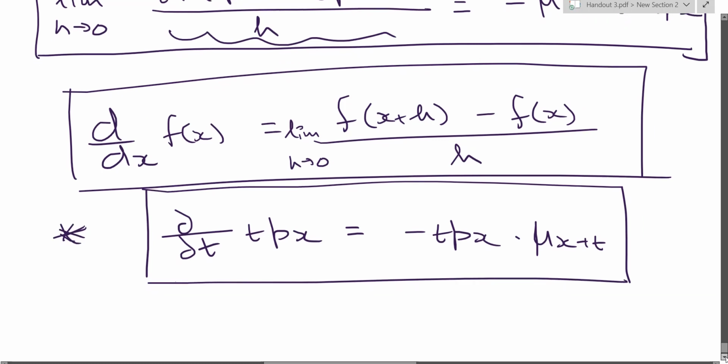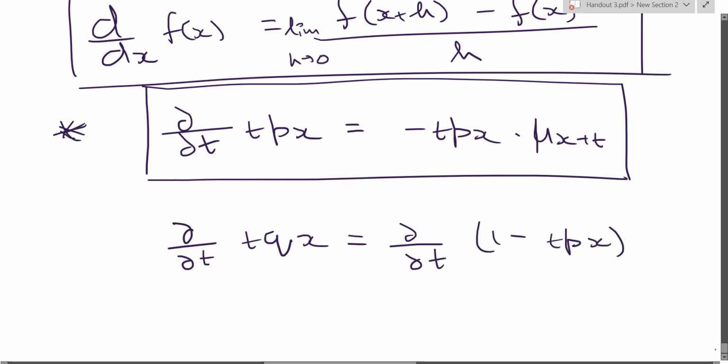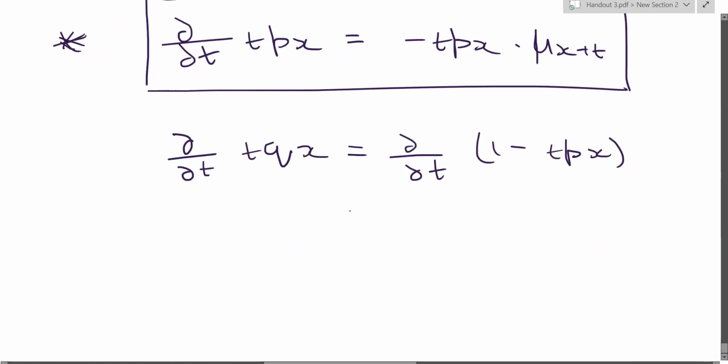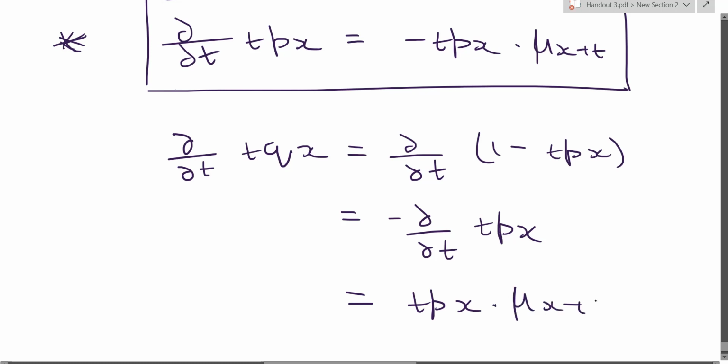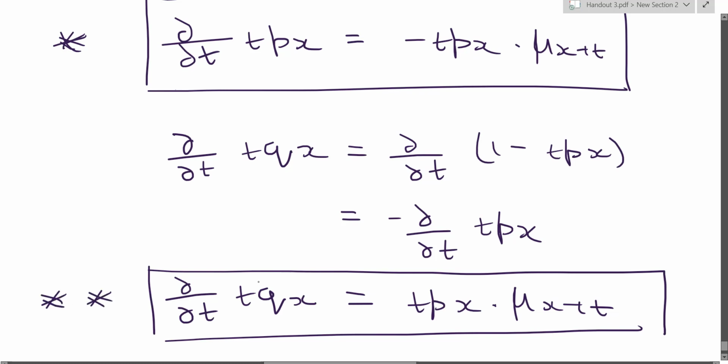And using this, you can actually find the derivative of tQx as well. So the derivative of tQx will be equal to what? It would be equal to the derivative of 1 minus tPx, which can be written as the negative derivative of tPx. So it would be the minus of the derivative of tPx, which will be equal to the negative of this term. So it will be tPx mu x plus t. Okay, so your derivative of tQx is actually equal to tPx mu x plus t. This will be very important for us, because we will be using this in deriving the PDF of the exact future lifetime random variable.